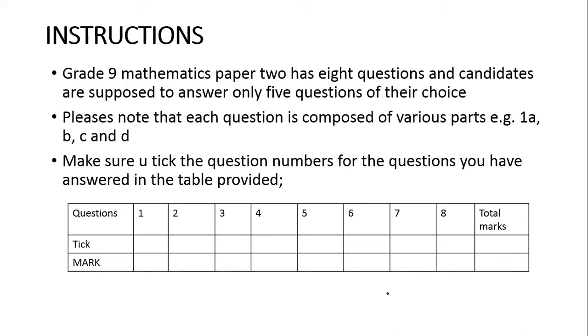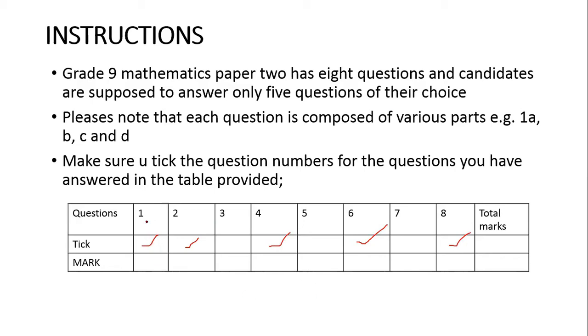For example, if you have answered maybe question 2, you are going to tick question 2, maybe question 4, you also tick question 7, question 8, and so these are the 8 questions, 1, 2, 3, 4. Then you can maybe tick just like that and you are done. Leave the other parts for the examiner. You are just indicating that you have answered like this.